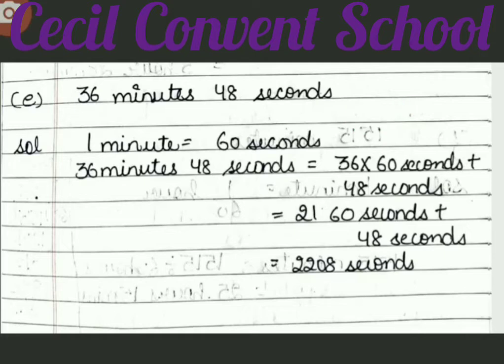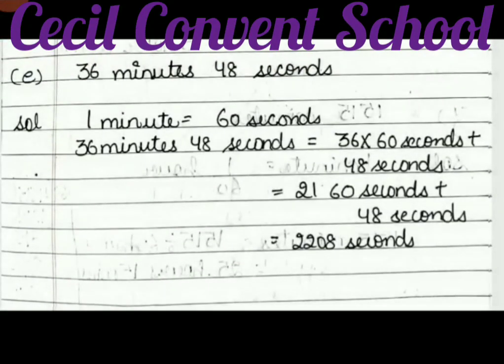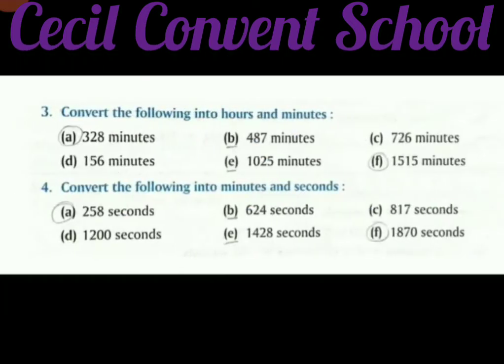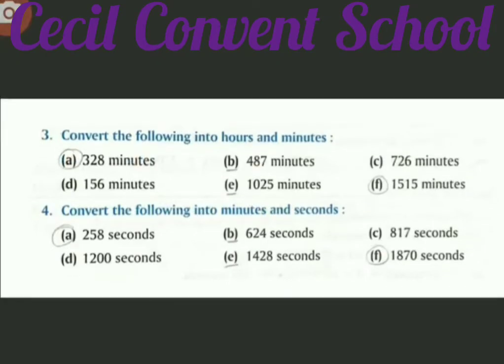Clear this thing? Now we come to question number 3. Question number 3 is convert the following into hours and minutes. Clear? How to do? Firstly, see the question. What is the question here? That 328 minutes. So you have to convert minutes into hours. And students, when you go from small to big, what do you do? You always divide. So when we are moving from minutes to hours, we will divide. Divide by which number? We have to divide by 60.